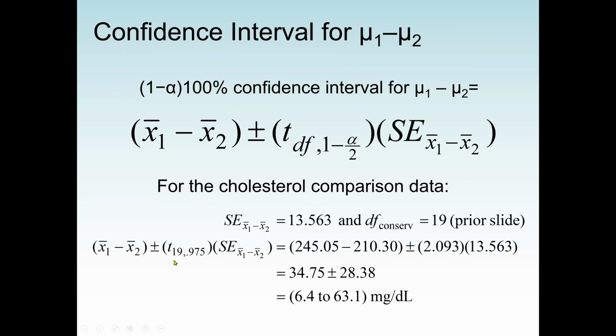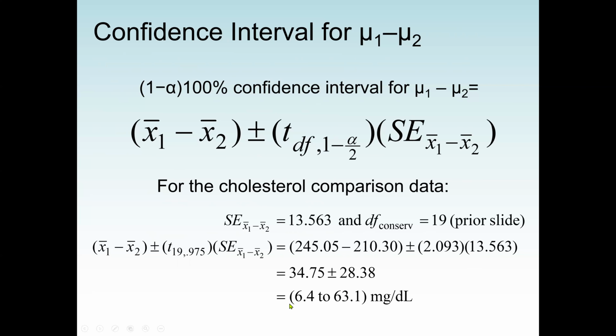We go to the T table, to row 19 degrees of freedom. Then we look at the column for 0.975 P, and that will give us 2.093. Then we multiply by the standard error, which we already calculated to be 13.563. So when we finish our calculation, we get 34.75 plus or minus 28.38.